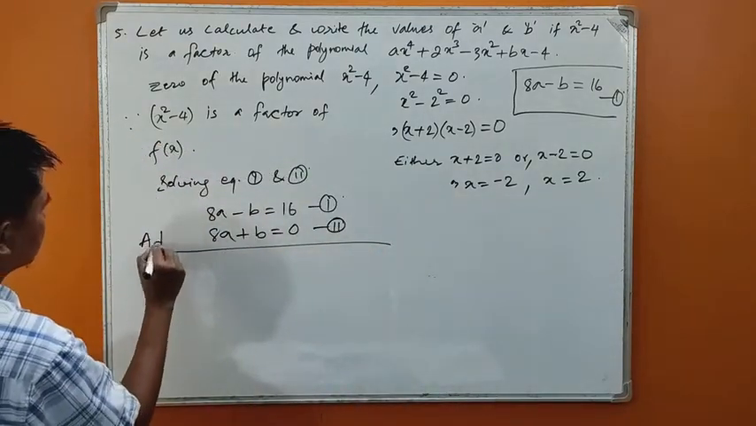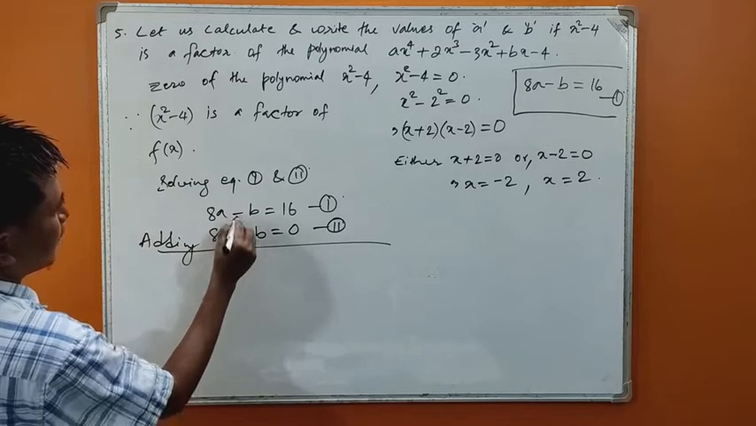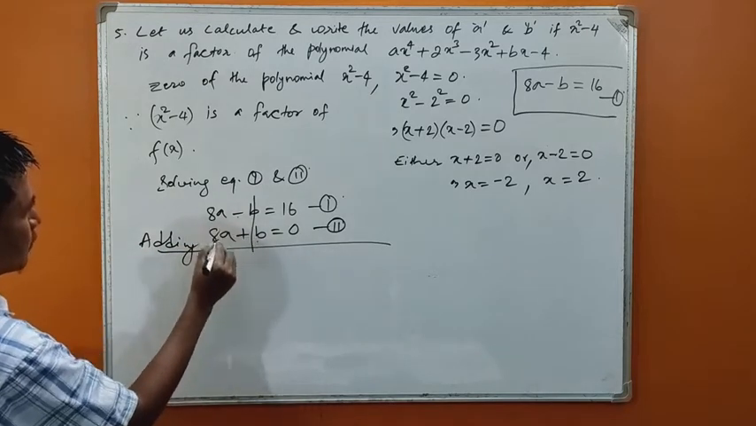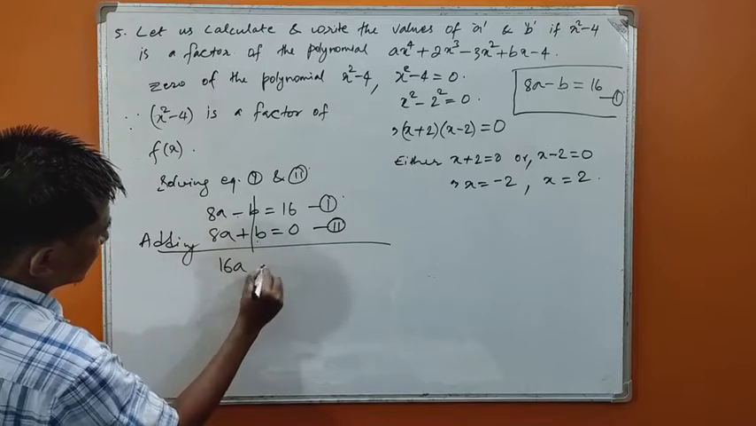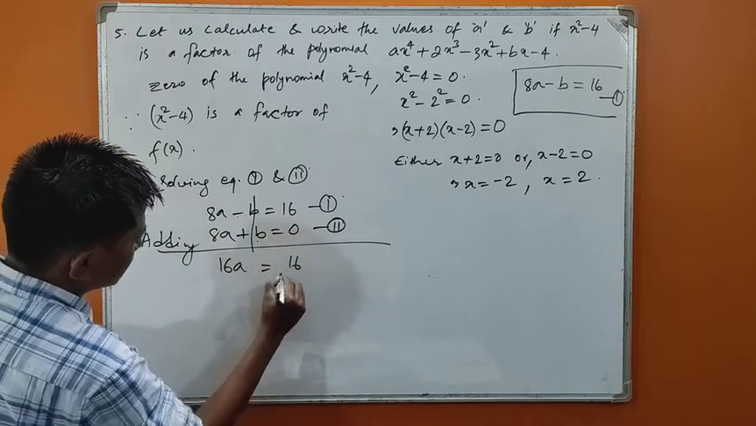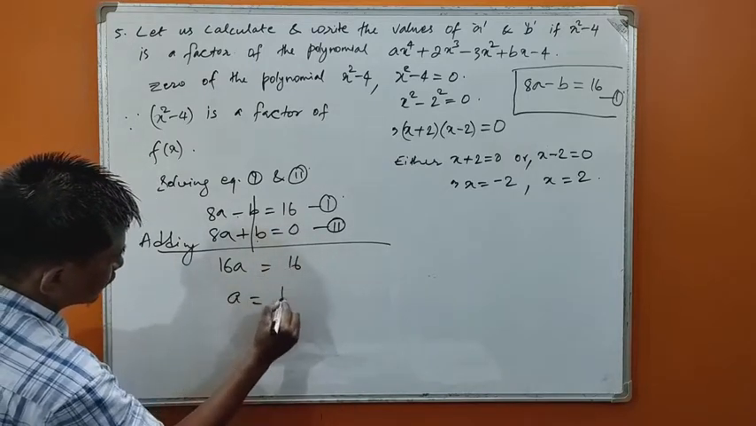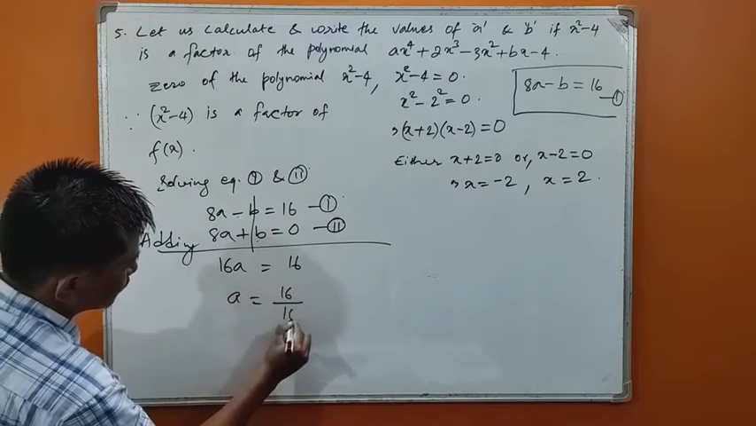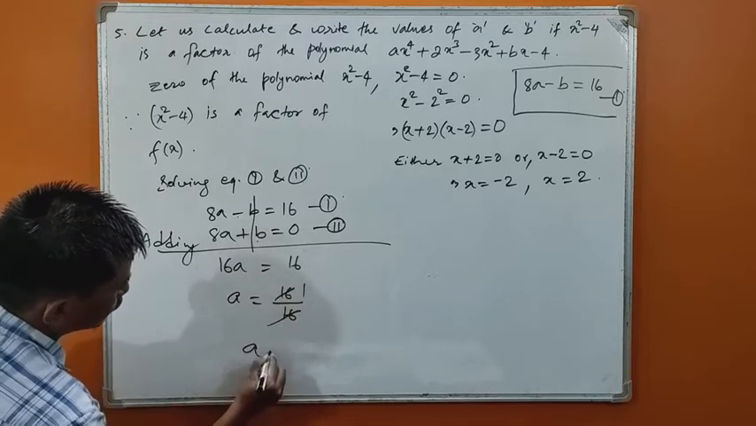Adding, minus b and plus b cancels out. 8a plus 8a is 16a, equal to 16 plus 0 is 16. So a equals 16 divided by 16, the 16 comes in the denominator. So a equals 1, isn't it?